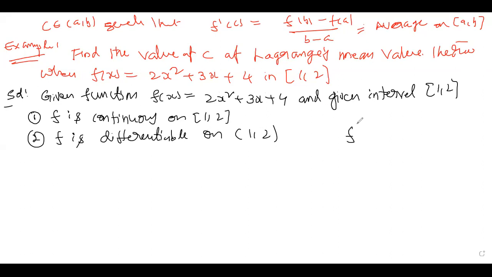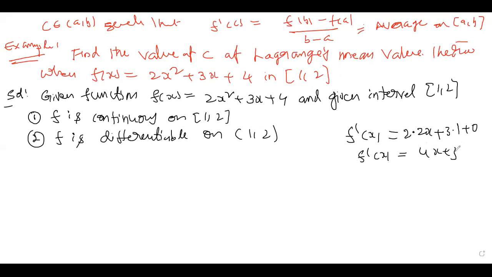f dash. What is the derivative? The derivative of 2x square is 4x, since 2 is a constant. The derivative of 3x is 3, and the derivative of the constant 4 is 0. Therefore, f dash of x exists, and its value equals 4x plus 3.